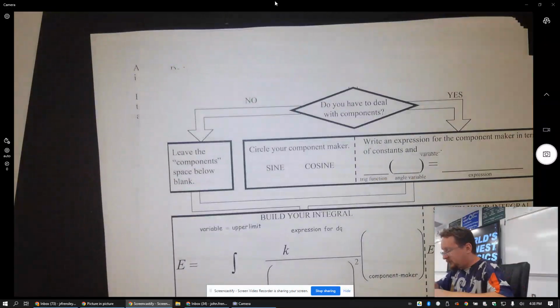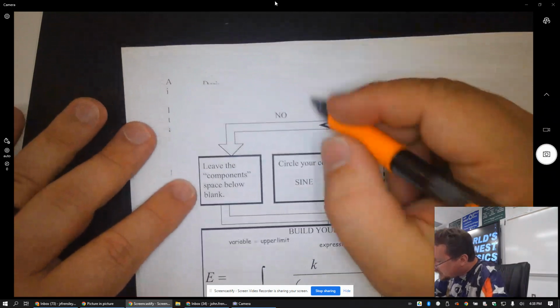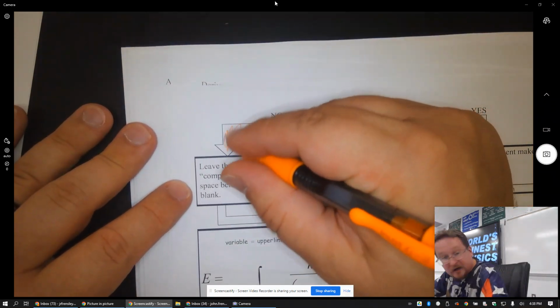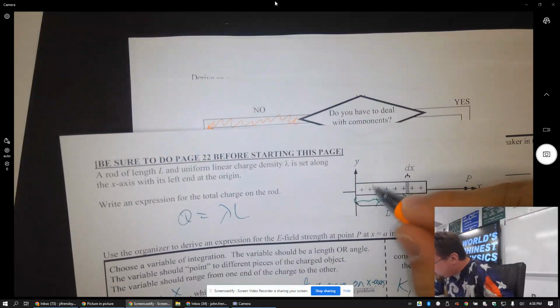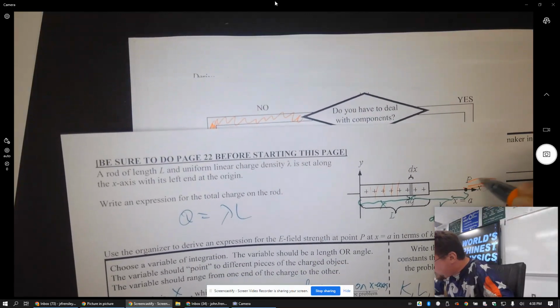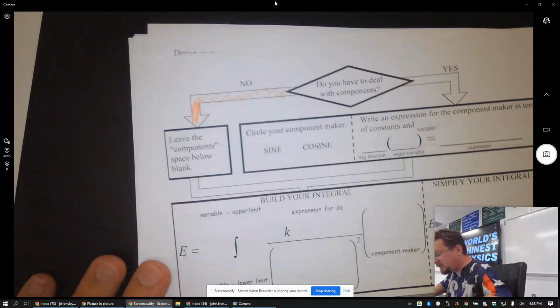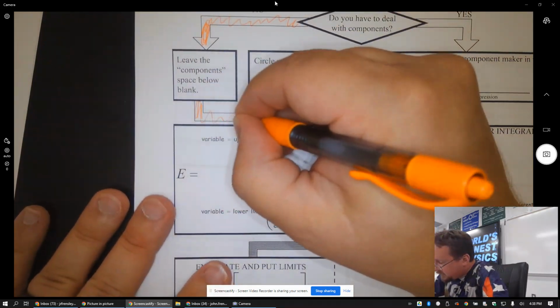Do I have to deal with components? No, I don't have to deal with components. Yeah, that's my favorite direction to go is left. So I love going left. I don't have to deal with components because every single one of these pieces is going to make right electric field. So there's no reason to deal with components. All right, so thank you for nothing.